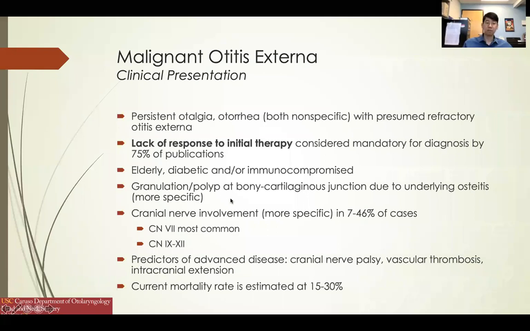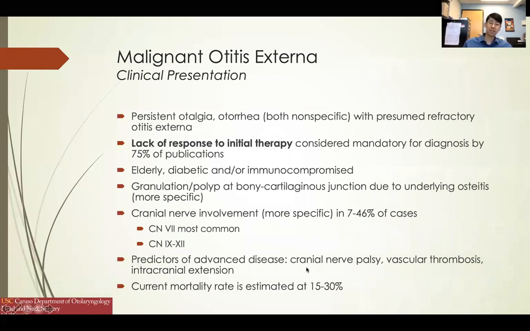On exam, a more specific finding would be seeing granulation tissue or polyp at the bony cartilaginous junction, and that's arising from an underlying osteitis. Another specific finding is cranial nerve involvement, which can occur in up to 46% of patients. Cranial nerve 7 being the most common just because of its proximity. Cranial nerves 9 through 12 can also be involved. Some people will scope patients just to check their vocal cord mobility.